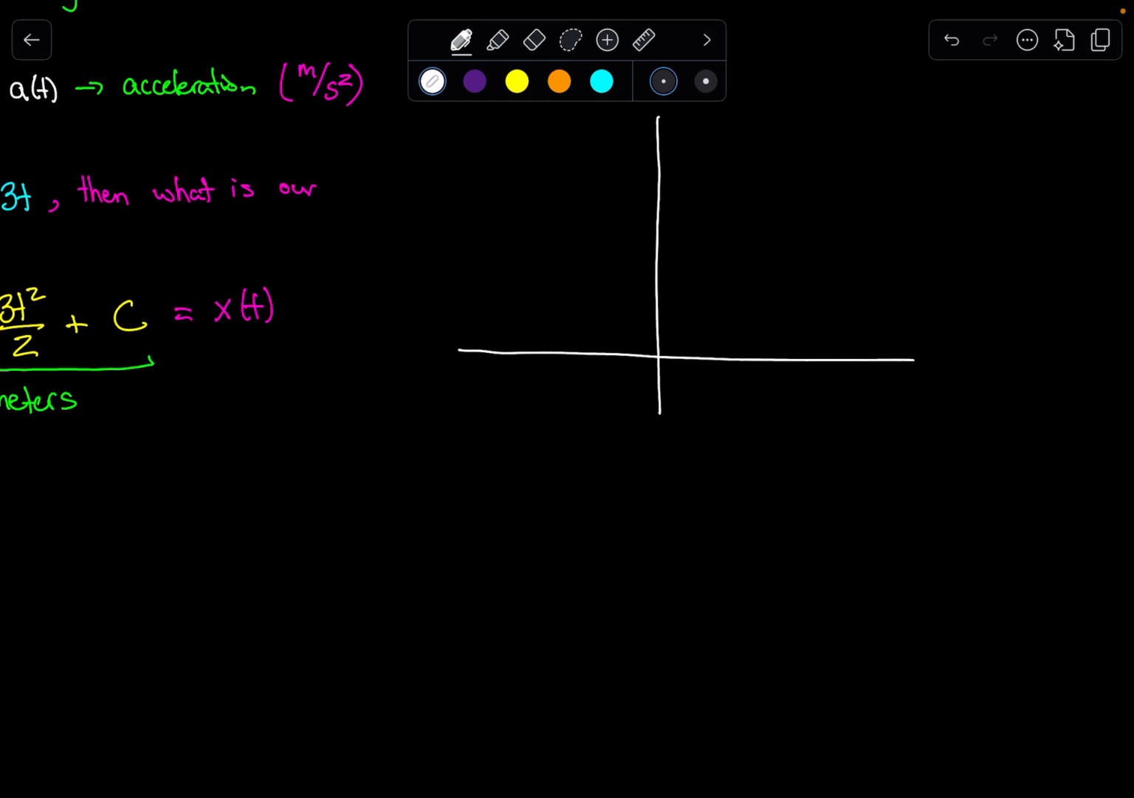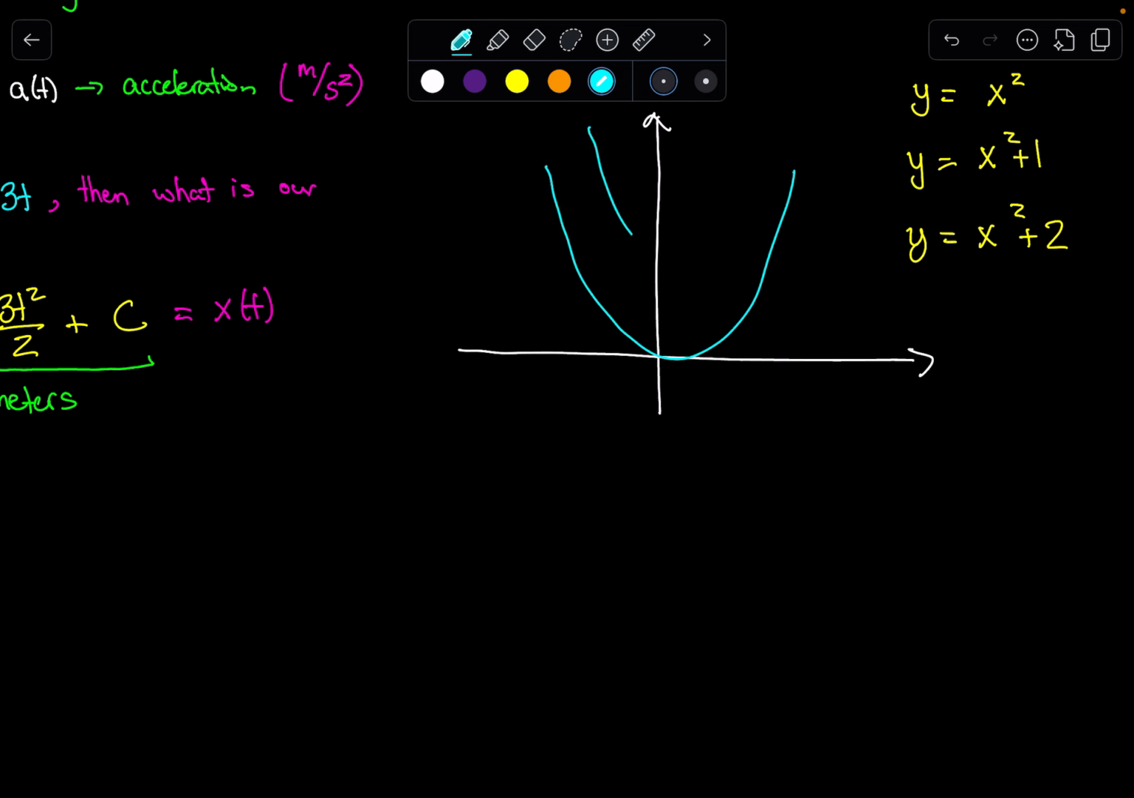Now, if you remember, if I were to give you the graph of, say, y equals x squared, y equals x squared plus 1, and y equals x squared plus 2, for instance, each of those will give me a slightly different parabola, one a little bit higher than the rest, right? And if we have these three parabolas, what do we know about the derivative of all of these? Well, they all have the same derivative, y prime equals 2x.